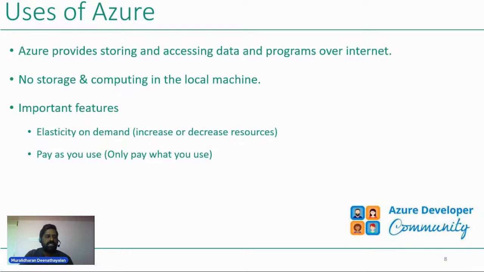Okay, so now let's see the uses of Azure. As we saw some of the features, all the data will be stored in the cloud system, and we will be accessing it over the internet. No storage or computing capacity will be used from the local machines. The important feature here is elasticity on demand. As we discussed, when there is a demand of a high sale or high promotion, automatically we can scale the virtual machines in and out. Another option is you no need to pay for the additional hardware, so you will be paying only for what you use. That is another advantage cost-wise.